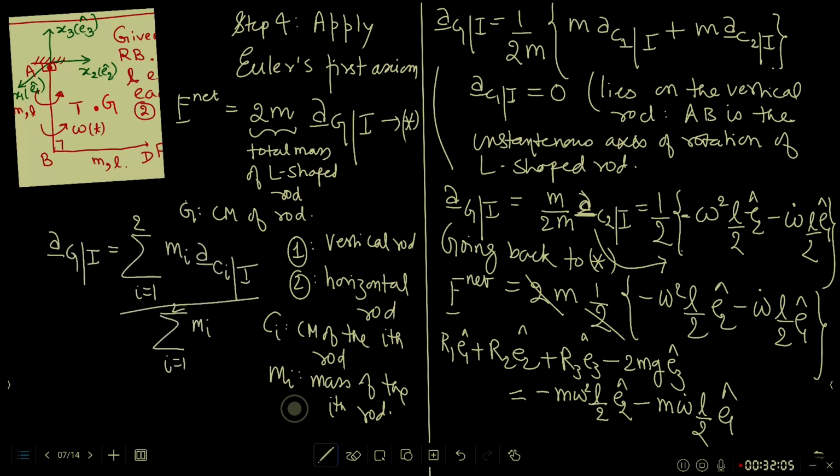I will match the coefficients of E1 here to whatever is appearing along E1, which is this. I'll match the coefficient of E2 to E2 here. For E3, there is nothing along E3, so that should be 0. Let's write the expressions here.